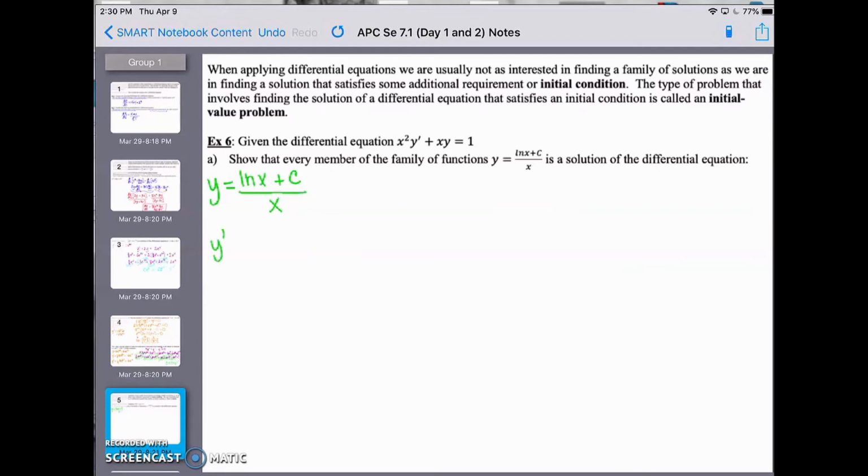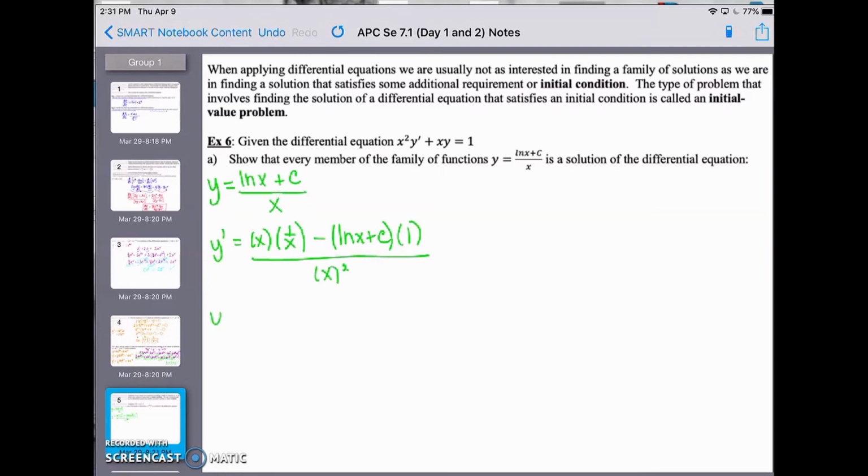So y prime: low is x, d high. Well, the derivative of a constant is 0. The derivative of ln x is 1 over x. So there's my low d high, minus high, ln x plus c, d low, derivative of x is 1, and this is divided by low, which is x squared.